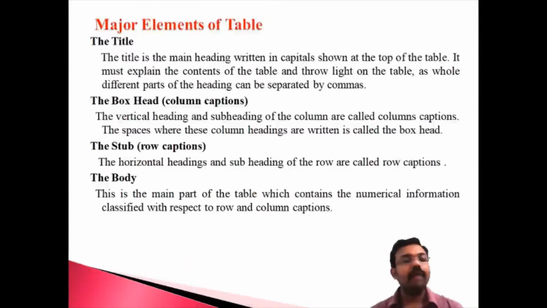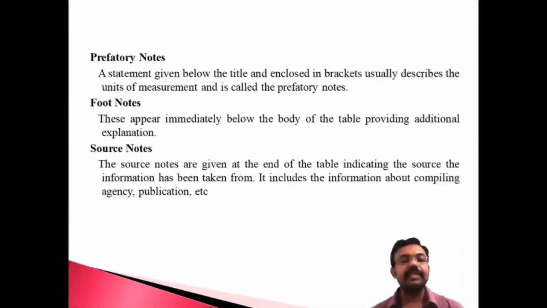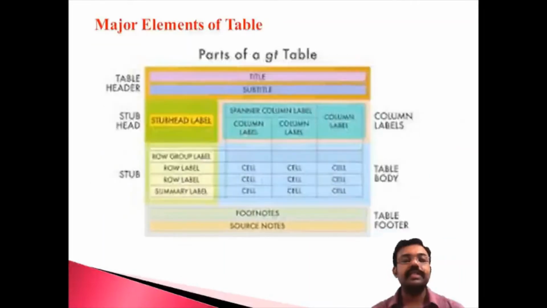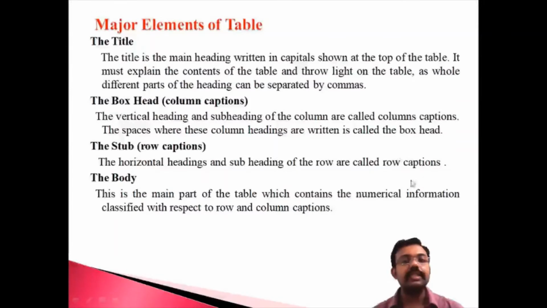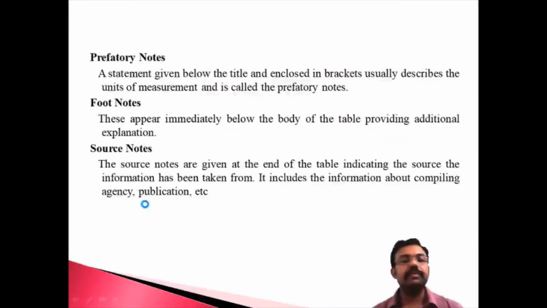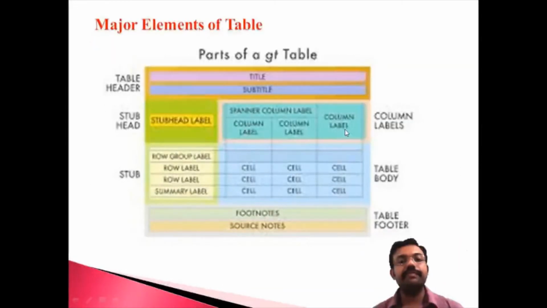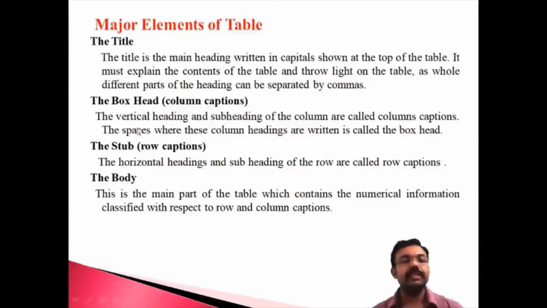And the second one is the box head. The box head means the column captions. Here there are a lot of column captions available. These column captions are known as the box head. A vertical heading and subheading of the columns is called the column caption. So here there are vertical elements regarding each and every element, relating to the column. One of the important elements is the box head, that is, the column captions.